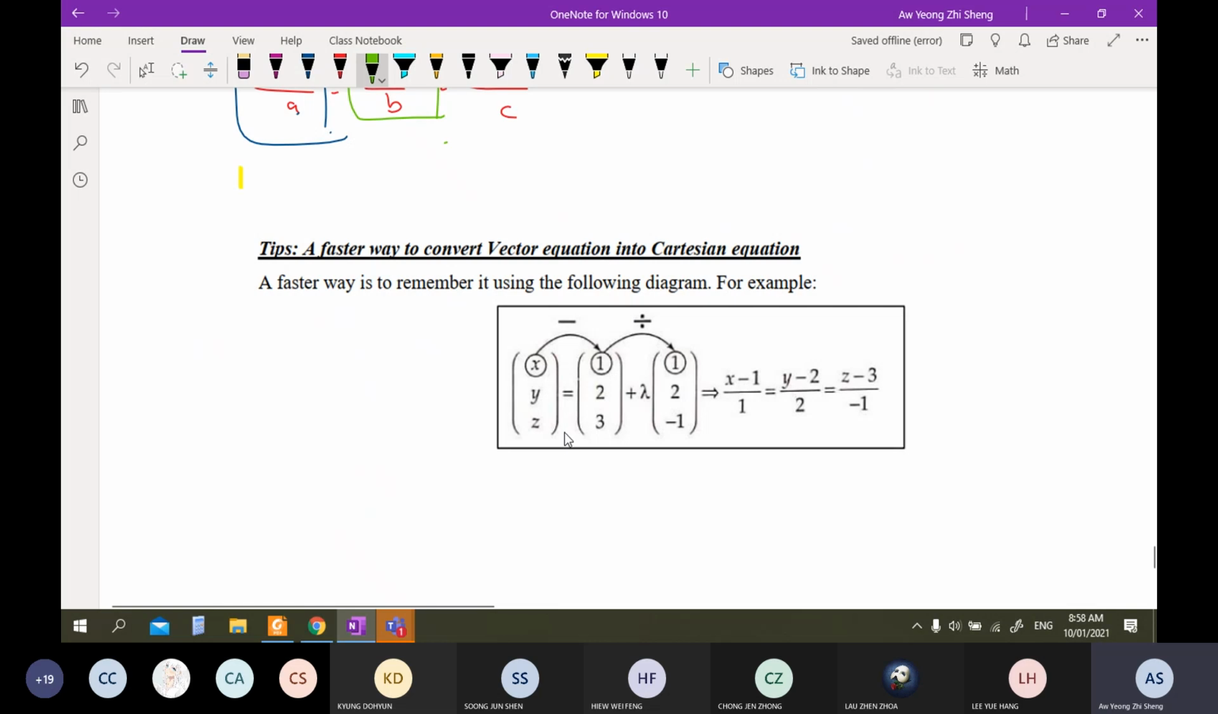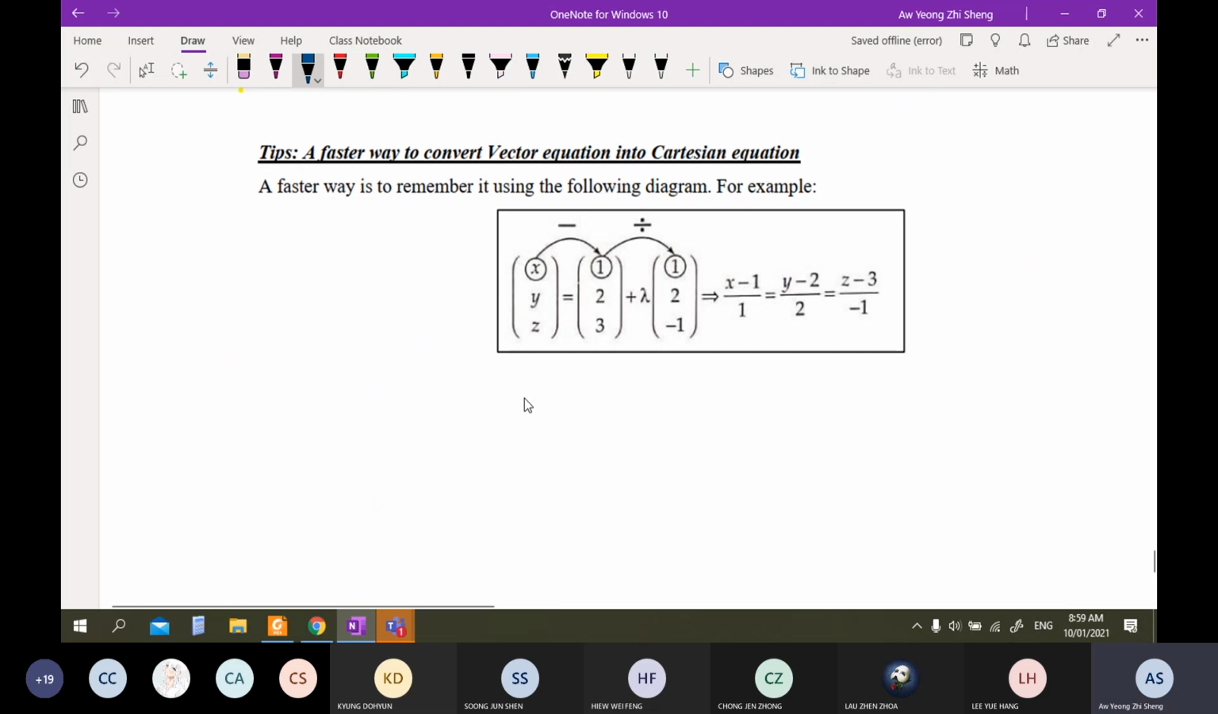Right, so here they give you a numerical example. X minus 1 whole thing divided by 1, that's the first fraction. Y minus 2 whole thing divided by 2, z minus 3 whole thing divided by minus 1, and then you link up all the three fractions using equals. That's it. Then same goes when you want to do the conversion from Cartesian to vector.